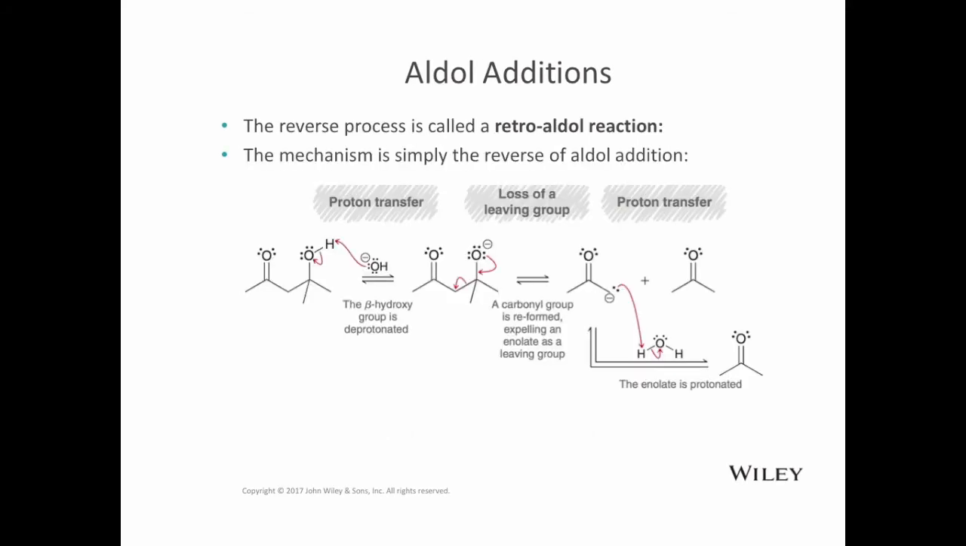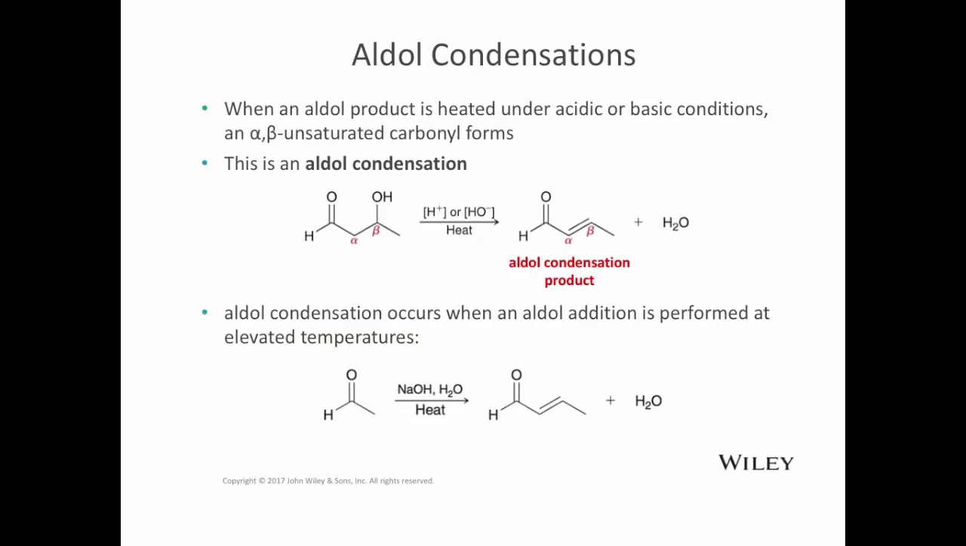If you do the reverse process, this is called a retroaldol, and the mechanism is simply the opposite of the aldol addition. When we use the word condensation, we're referring to the loss of a water molecule. And when an aldol product is heated, an equivalent of water can be lost from it to form a condensation product. So here we have the alpha and beta carbons. When we heat this, the OH and one of those two hydrogens gets lost, and you end up with a double bond between the alpha and beta carbons.